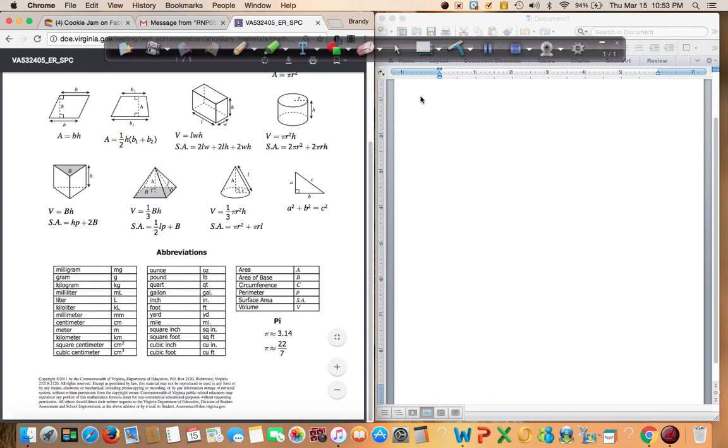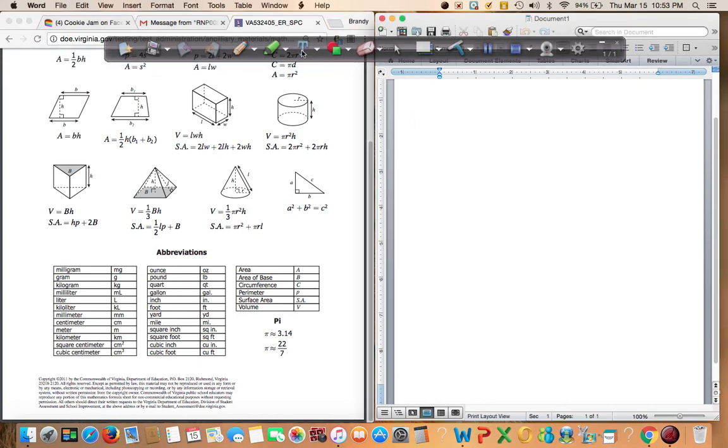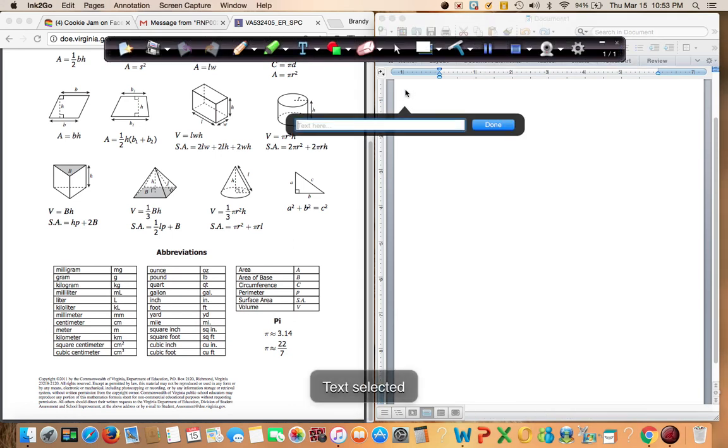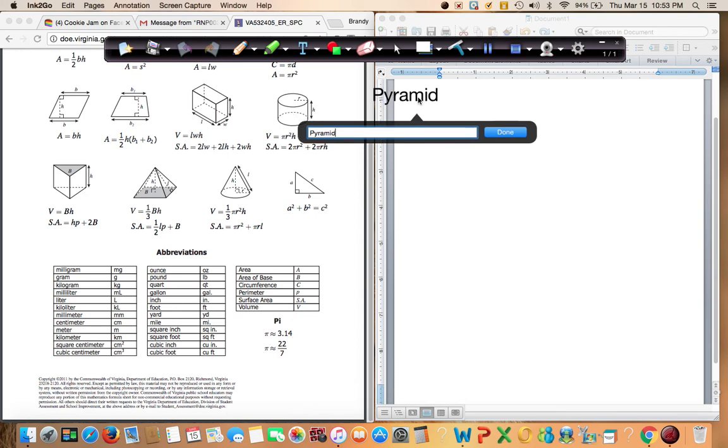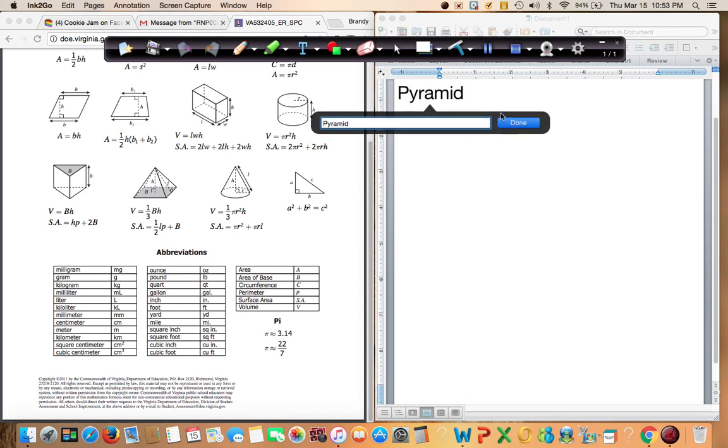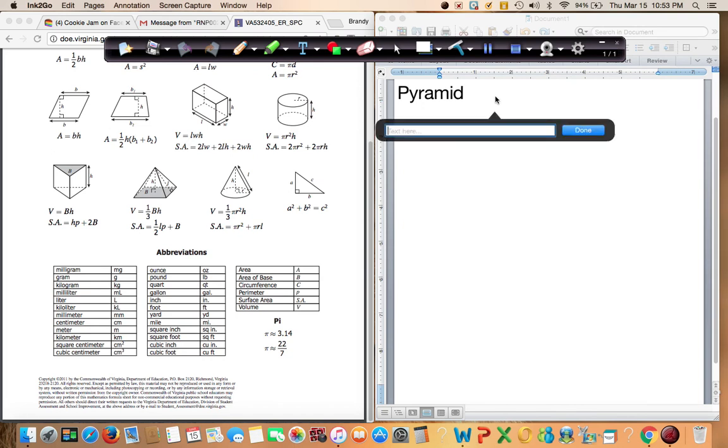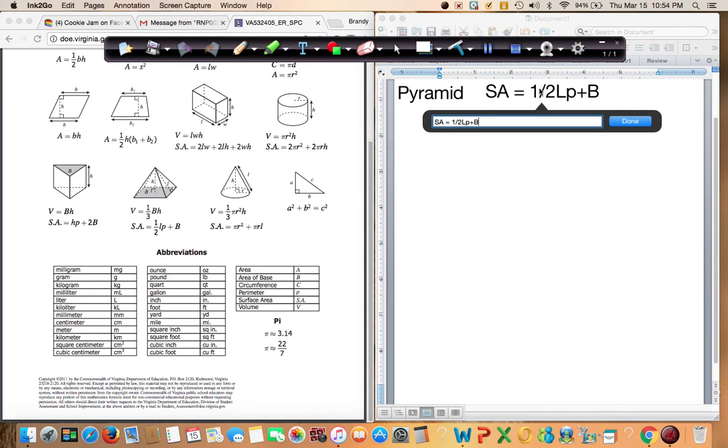So I'm going to come over here, and I'm going to write down, this is going to be our pyramid, and I'm going to write down the surface area formula. So we have 1/2 times our L. I'm going to make it a capital L just because I can't make it cursive. Times our perimeter plus our capital B. Remember, capital B stands for the area of the base.